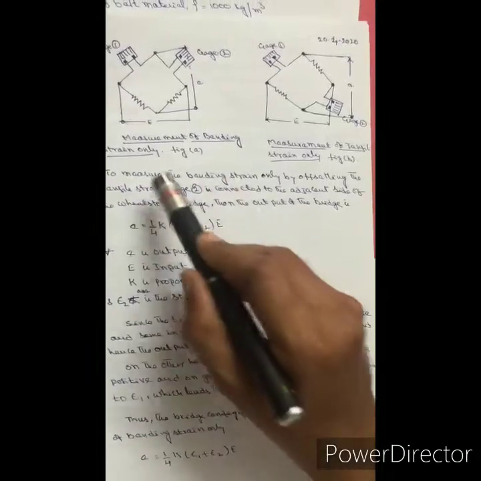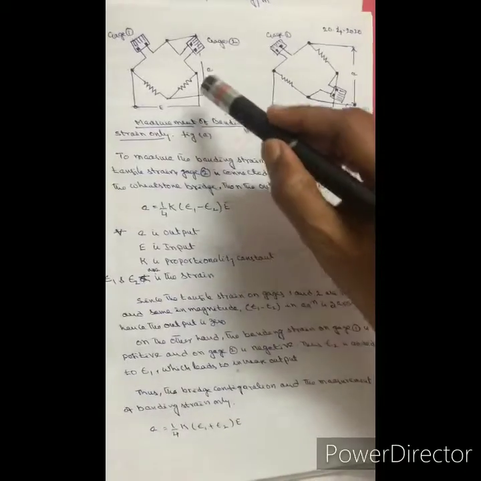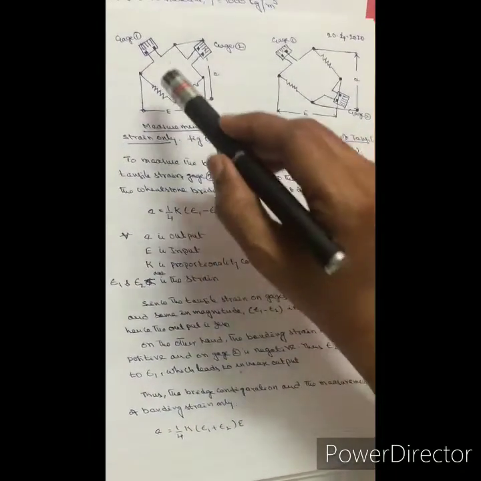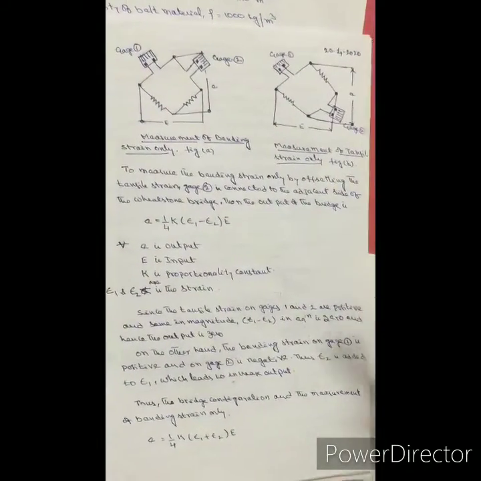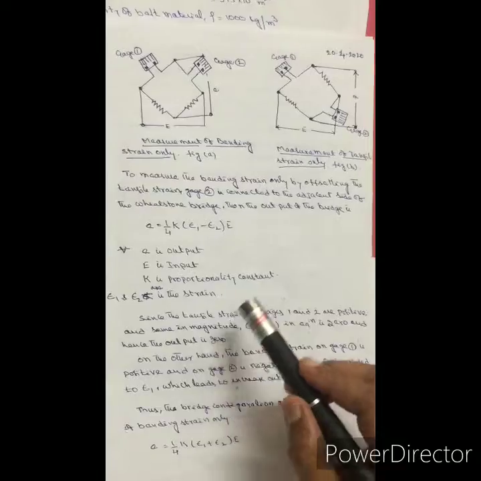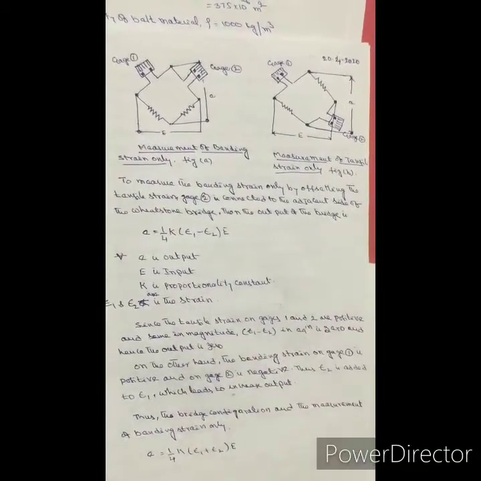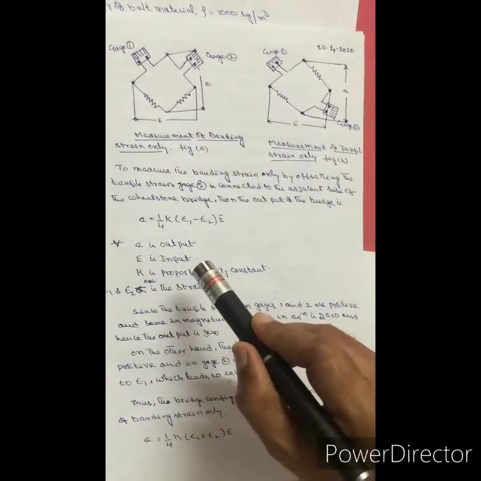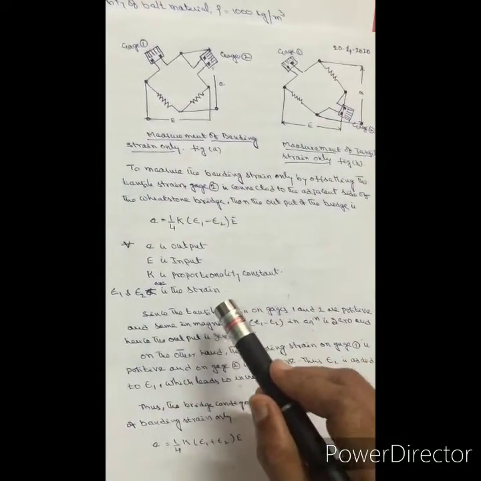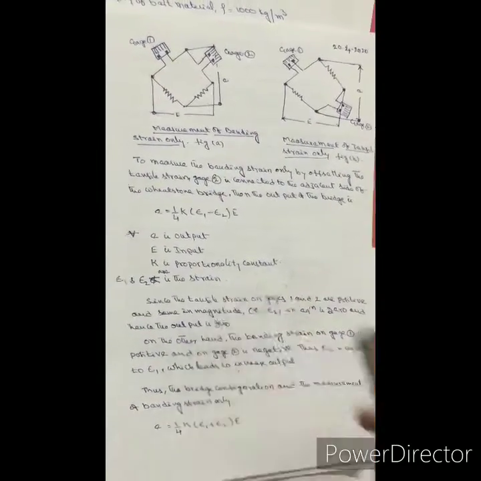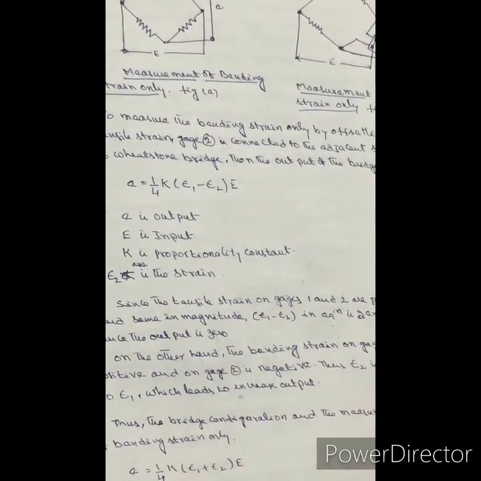This is a measurement of bending strain. This is a measurement of tensile strain. Here I arranged the strain gauges on the same side, and here I arranged them opposite. So I have an equation to measure the strain for bending strain: e is equal to 1 by 4 into K into epsilon 1 minus epsilon 2 into E. Here small e is the output, capital E is the input, K is the proportionality constant, and epsilon 1 and epsilon 2 are the strains.